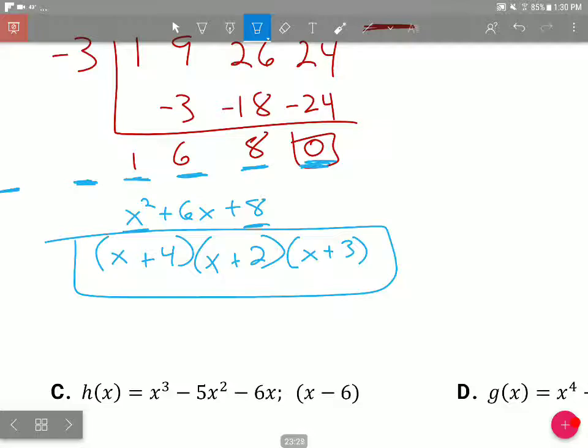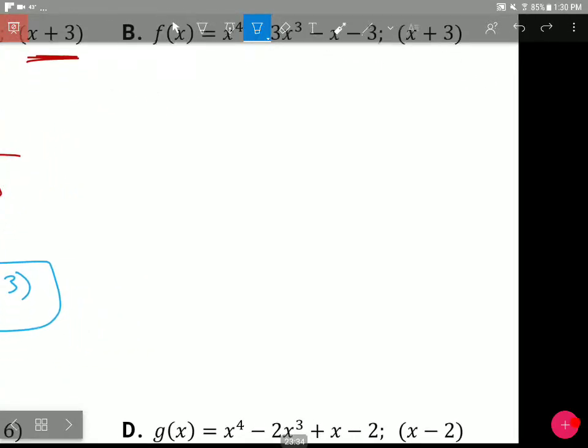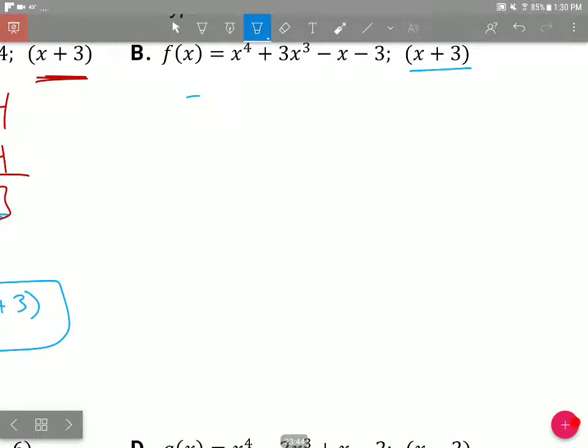All right, let's do letter B. We're doing several of these because they come out differently. They're all a little bit different in the way they come out. So here we go. First things first, if that's an x plus 3, what are we dividing by? Negative 3, very good. And what are your coefficients? 1, 3, 0, 3, 1.